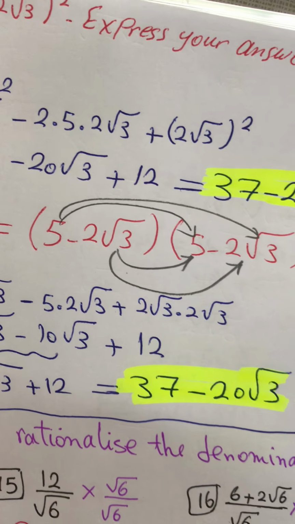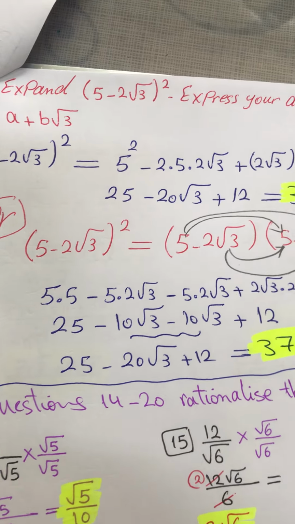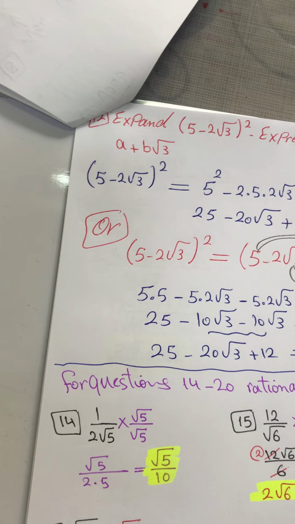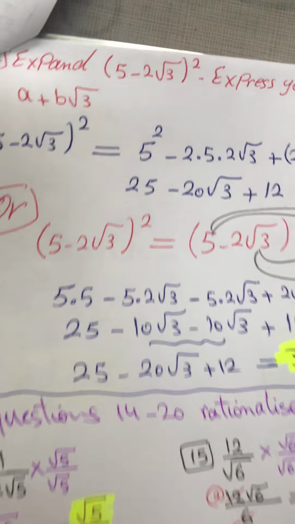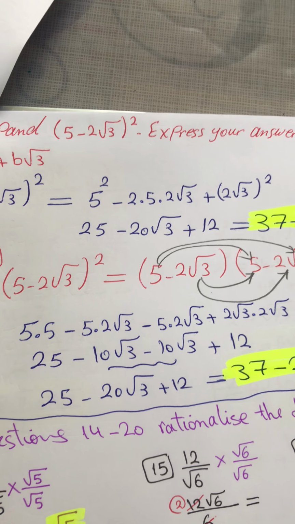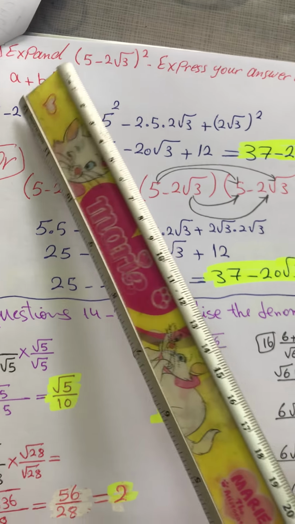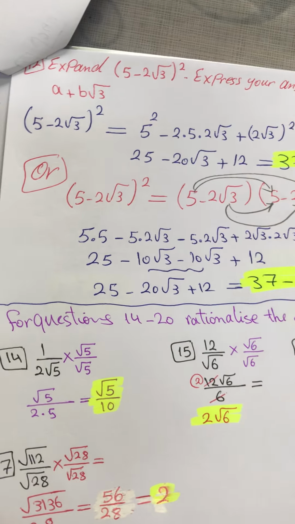In question, I'm still in exercise 6 star, page 359. Number 12. It says expand 5 minus 2 square root of 3 squared. Expand your answer in the form of a plus b square root of 3.